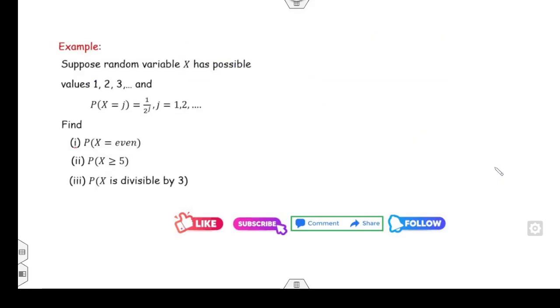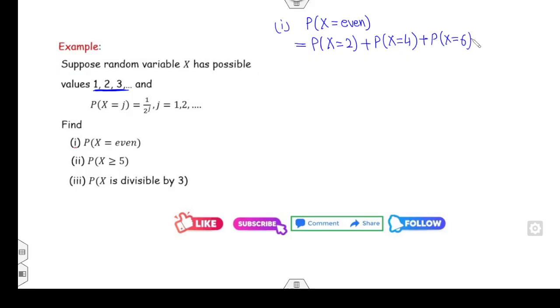Fine. Look at the next one. Suppose the random variable x has the values 1, 2, 3 and so on and the probability is given here. Find the probability when x is even. So when x will be even from 1, 2, 3 and so on, that means x will be 2, 4, 6, 8 and so on. You can substitute the value. When x is equal to 2, the answer is 1 over 2 raised to power 2 plus 1 over 2 raised to power 4 plus 1 over 2 raised to power 6 and so on.